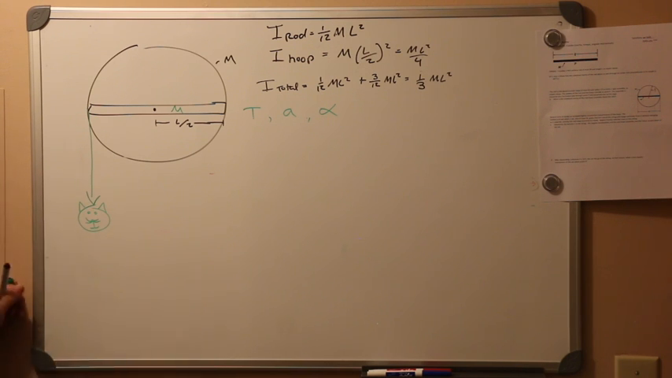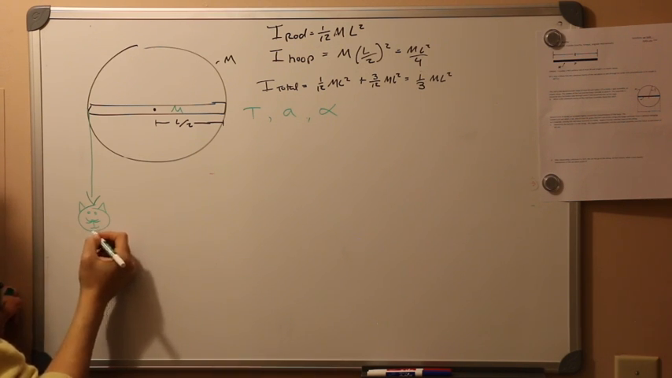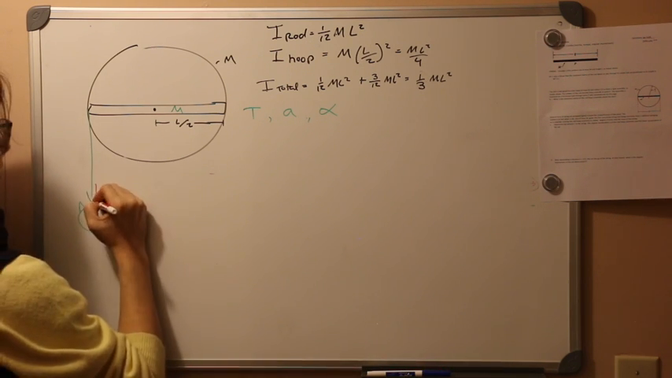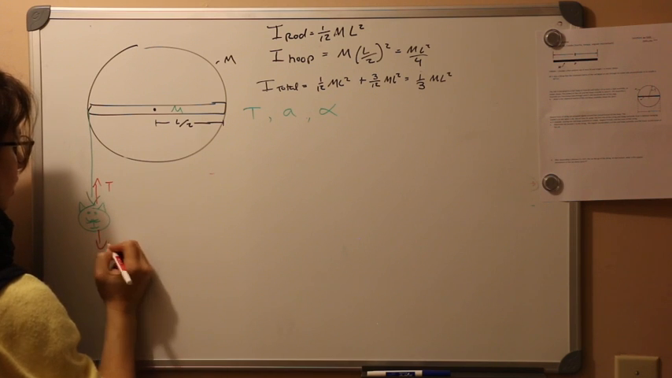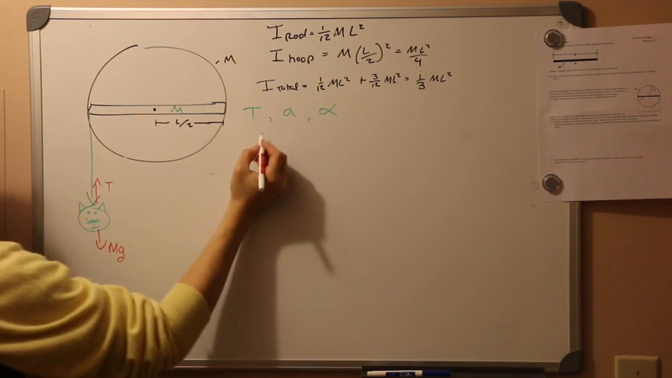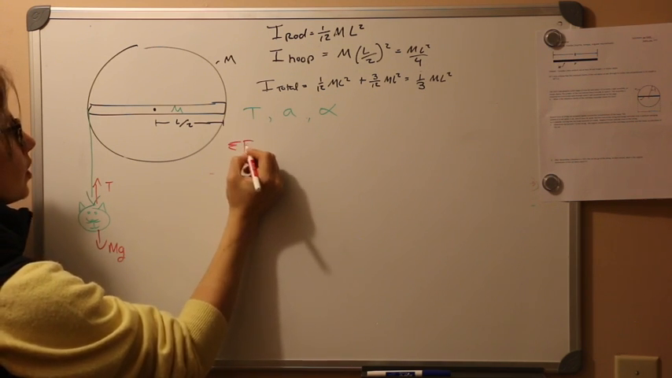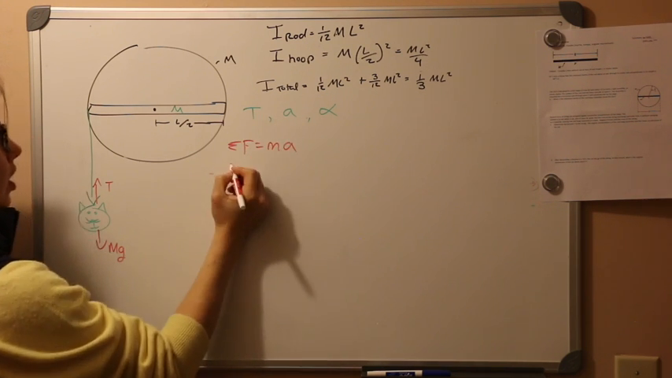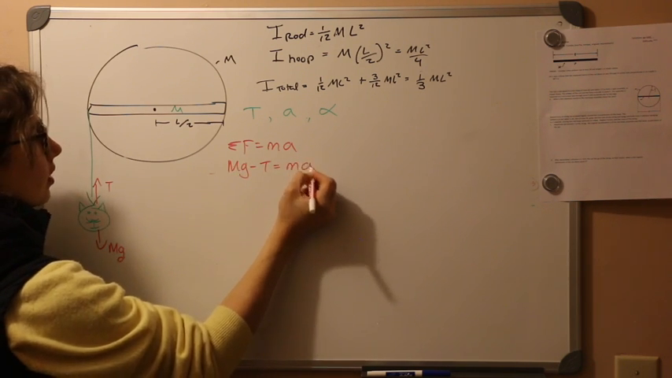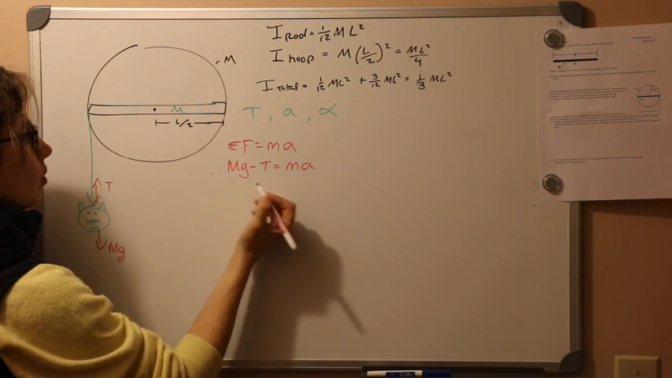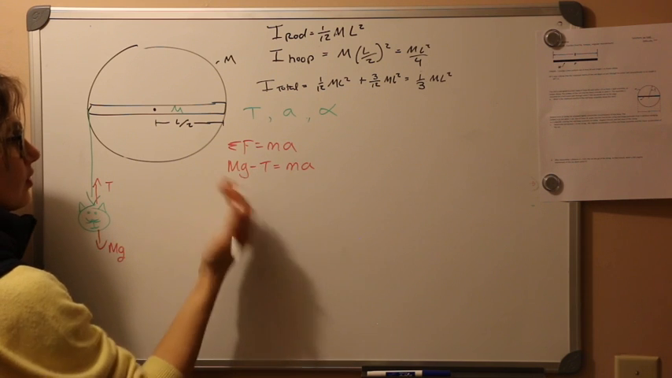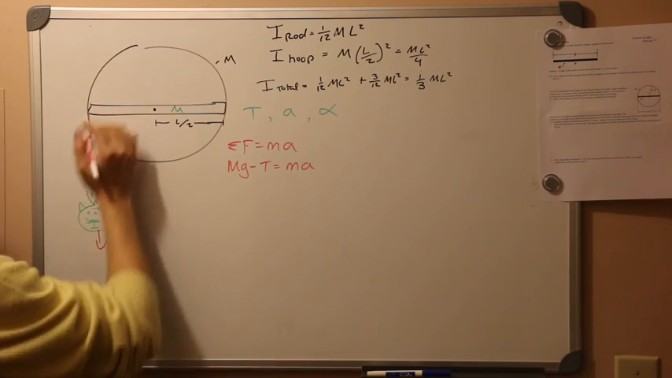So we can do several things. Let's write forces for our cat first. So on our cat, you should see there's tension pulling up, and there is mg pulling down. So for our cat, we will sum the forces. We will set them equal to ma. We will have mg winning, we will have tension losing, equals ma. So we can solve for tension or whatever. We can't solve for a, so we have two unknowns. So let's stop. Let's move over to our disk.